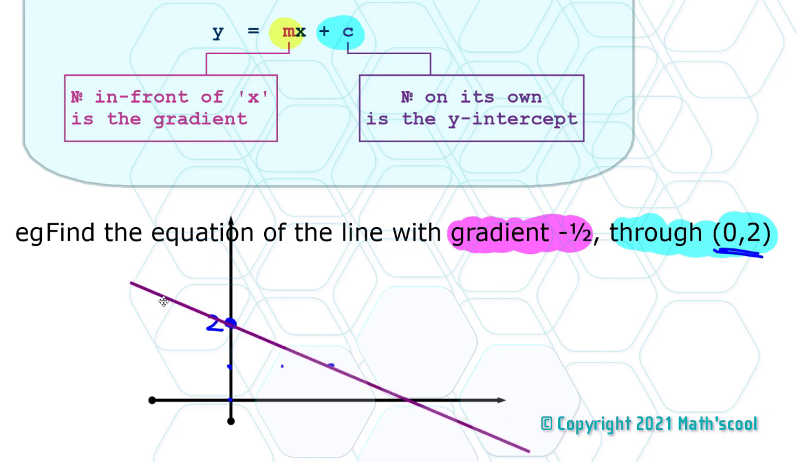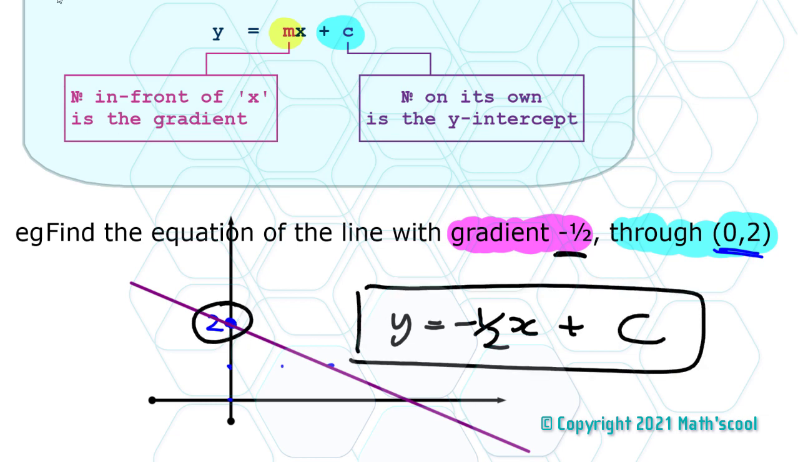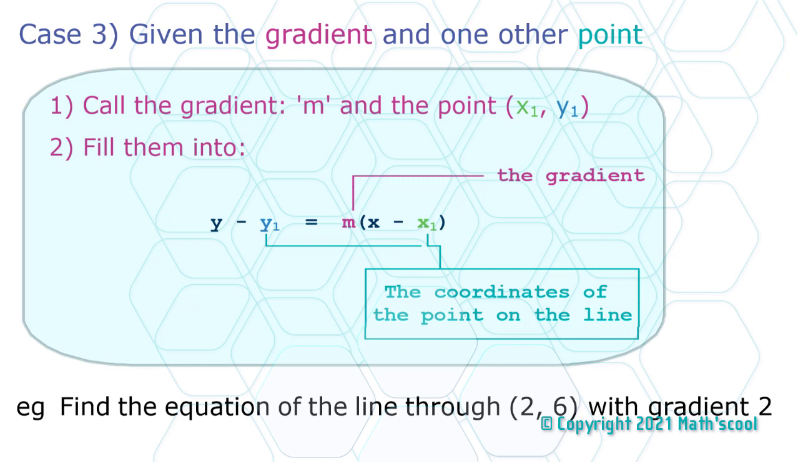So there's our line, and they're saying find the equation of it, but it's easy. You just fill the gradient and the y-intercept into y equals mx plus c. Really simple. That's not going to happen in A-level maths.